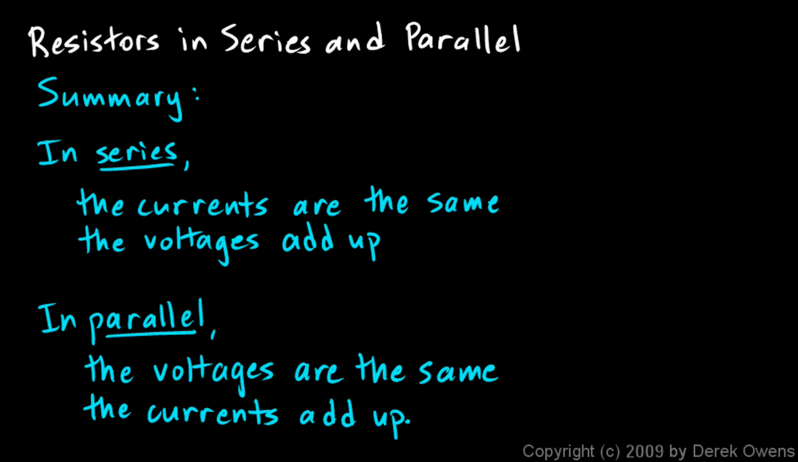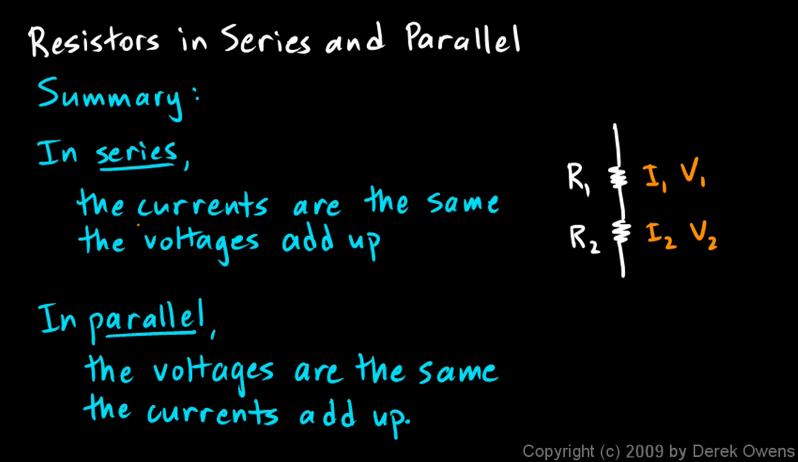Okay, we're talking about resistors in series and parallel, and here's a summary of what we have said so far. In series, the currents are the same and the voltages add up. So if you have two resistors in series, R1 and R2, and the current going through resistor 1 we'll call I1, and the current going through resistor 2 is I2, and the voltage in resistor 1 is V1, and the voltage in resistor 2 is V2.